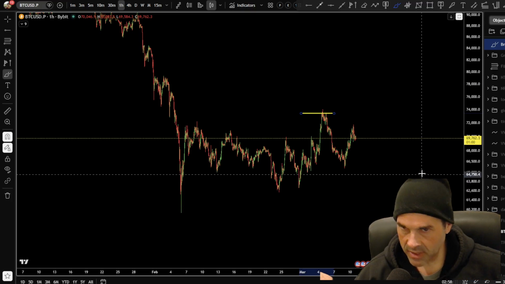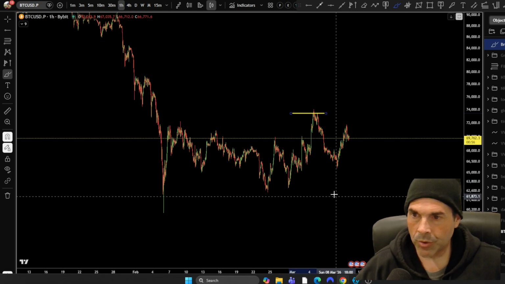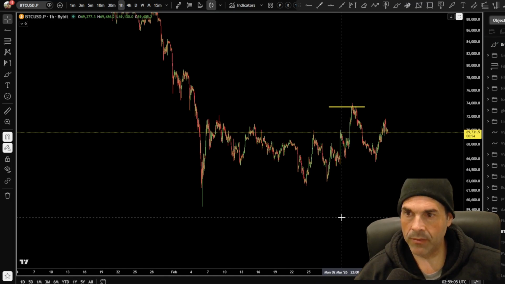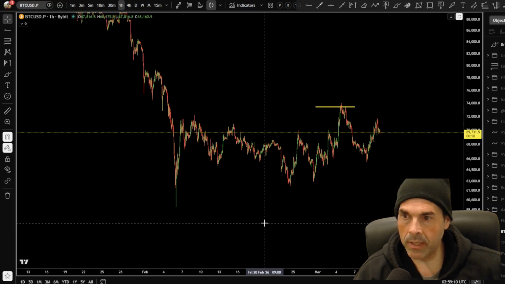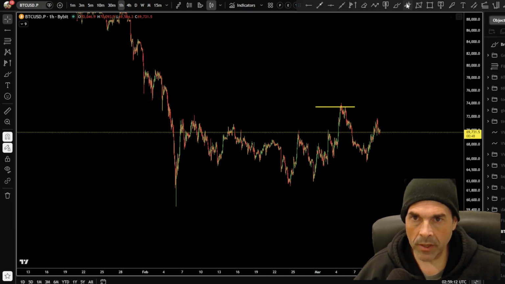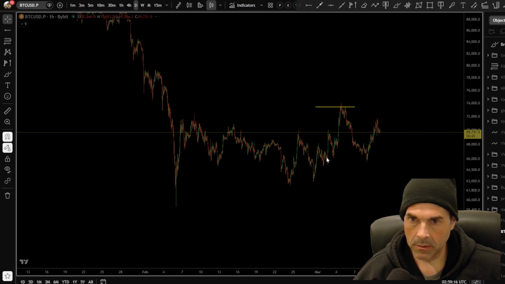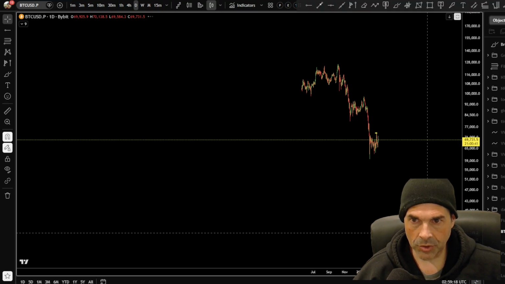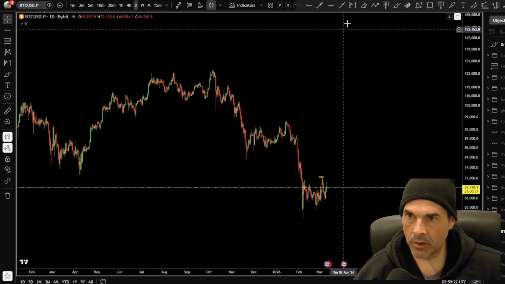So one of the first things I do when I look at the chart is ask, what is the environment that we're trading in? If you look at this right now and ask yourself that, we are trading sideways. We are in a ranging environment. If you zoom out a little bit, you would say we are trading in a downward trending environment coming off of an all-time high.